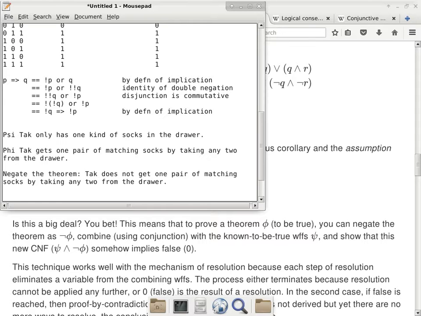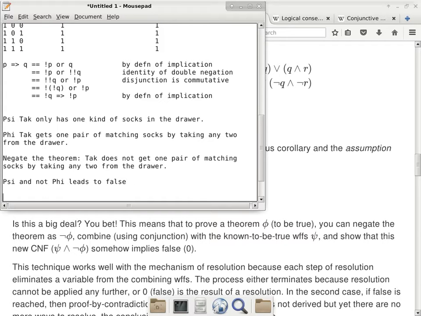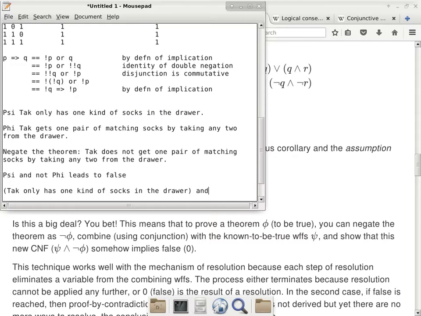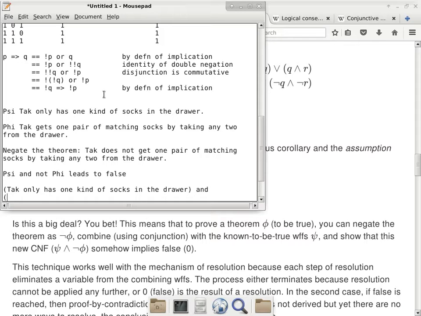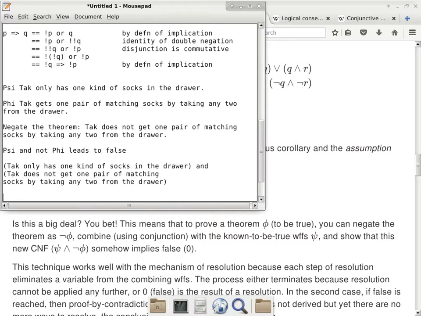So now what I need to do is to say psi and not phi leads to false. Okay. All right, so let's combine these two. So we have this statement here as the given, which is psi. I'm going to use parentheses around it so that it's clear. And I'm combining that with the negation of the theorem, which is this sentence here. And I want to say, well, do we have a contradiction here?